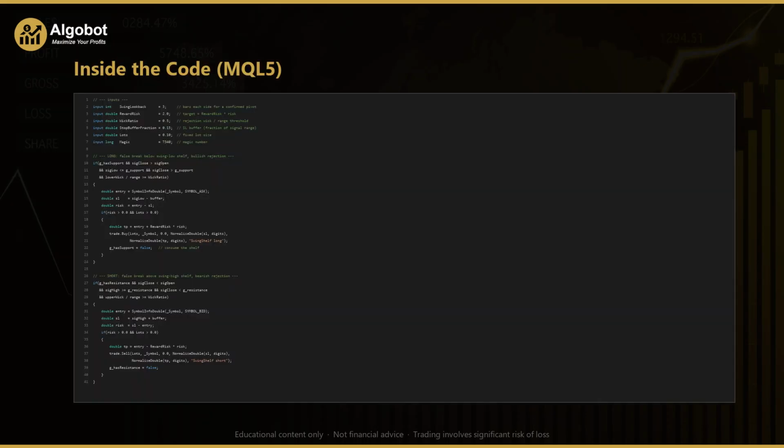Let's read through the code as if we were sitting in MetaEditor. At the top are the input parameters. SwingLookback sets how many bars sit on each side of a confirmed pivot. RewardRisk defines the target as a multiple of the measured risk.